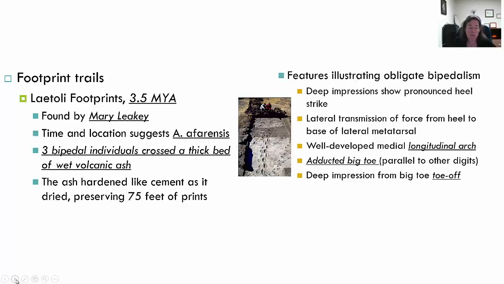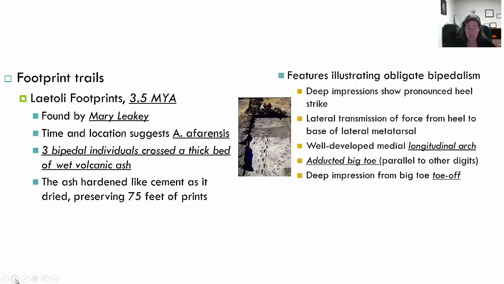The most important way, though, that we know that these hominids were in fact bipedal comes from the work of Mary Leakey. In the 1980s, Mary Leakey discovered a 75-foot trail of footprints made by 3 bipedal individuals who crossed a thick bed of wet volcanic ash. The ash hardened like cement as it dried, preserving 75 feet of prints. Based on the date and the location, it's probable that they were made by Australopithecus afarensis.